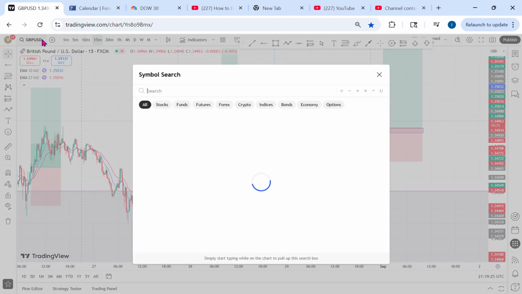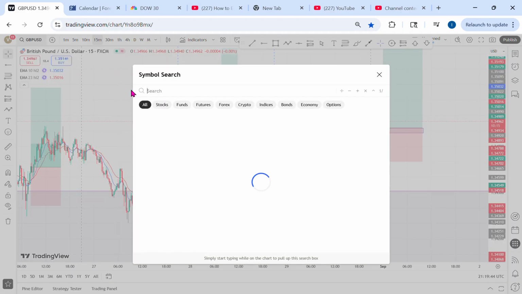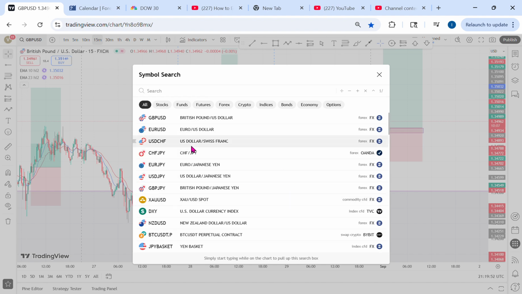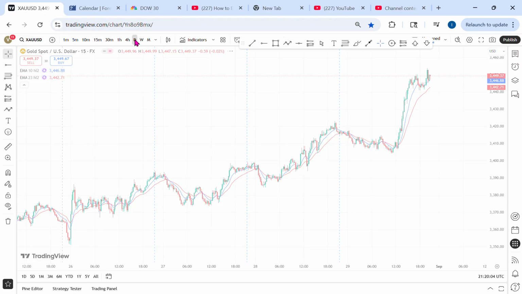Let's check what is happening on gold. I think this is a network issue. This is on gold, XAUUSD. Let's look at gold on the daily time frame.